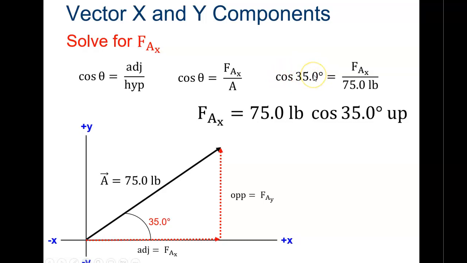Cosine of 35 degrees is equal to FAX, or adjacent, divided by 75 pounds. You'd have to move this 75 pounds over from being divided to the other side to be multiplied so that you can get FAX, or the adjacent side, isolated by itself, so you're solving. So let's put that all by itself. And we could say that FAX, we brought it from here, is equal to 75 multiplied by the cosine of 35. You could ignore the up for now.